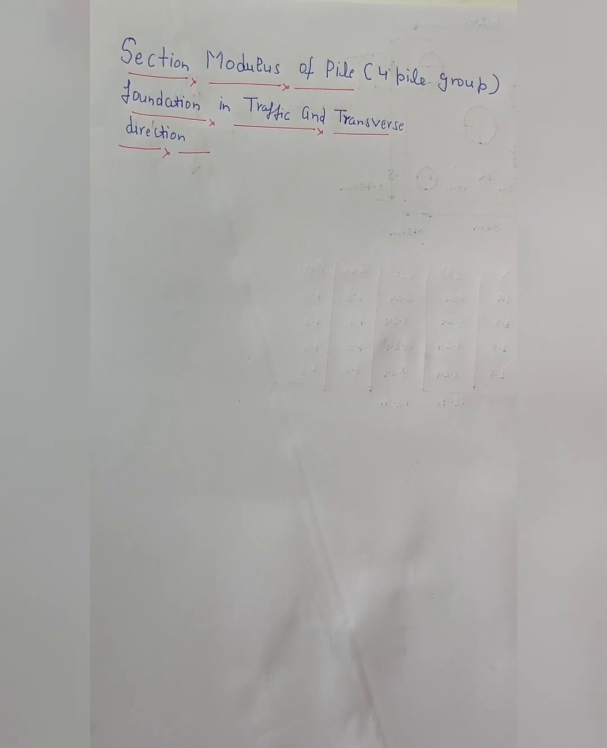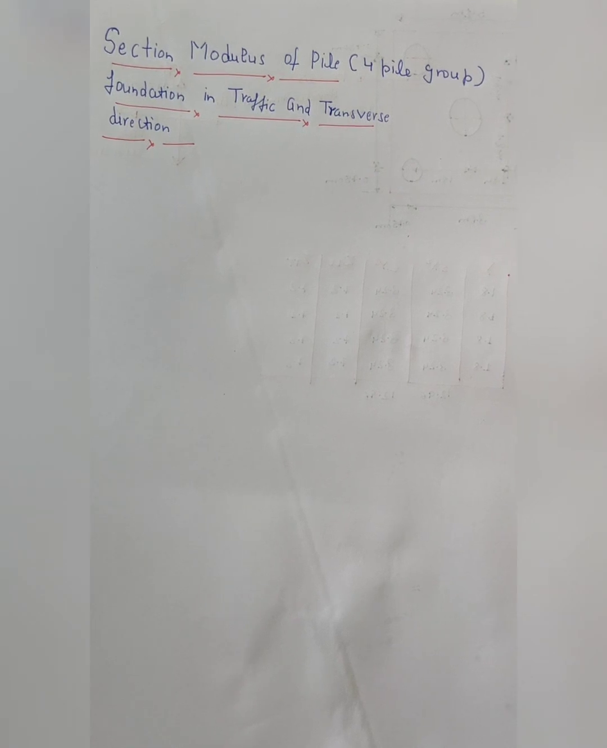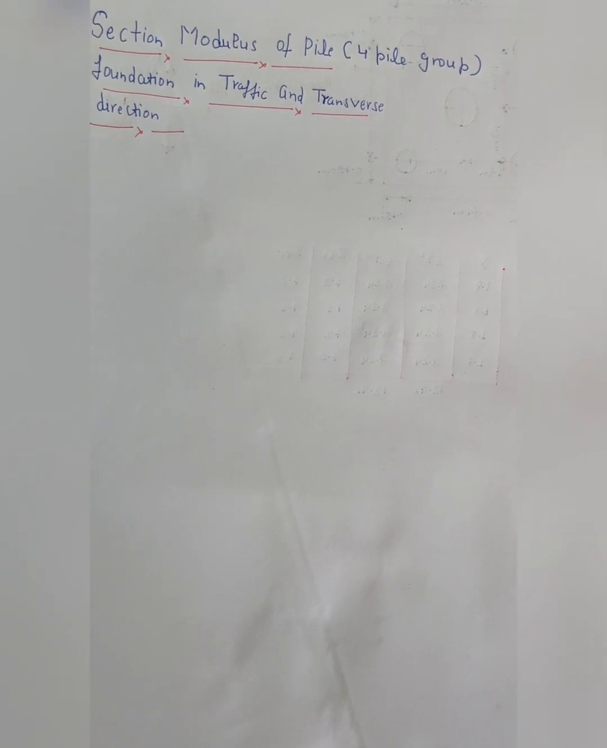Generally, pile foundation is used with different types of groups: 4 pile group, 3 pile group, 6 pile group, 10 pile group, or 8 pile group, 12 pile group. It can vary. So different pile groups have different section modulus as per the number of piles or as per the dimension in that section. So today we will discuss the 4 pile group section modulus in traffic and transverse direction.